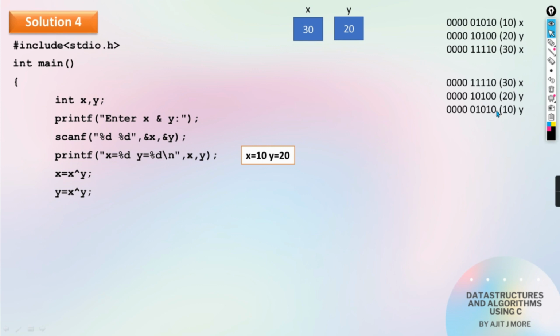0 XOR 0 is 0, 1 XOR 0 is 1, 1 XOR 1 is 0, 1 XOR 0 is 1, 1 XOR 1 is 0. This is how much in decimal? 10. This answer, after doing XOR of x and y, we are storing in y. This is after the second step. Now the third step, again we'll do x XOR y.